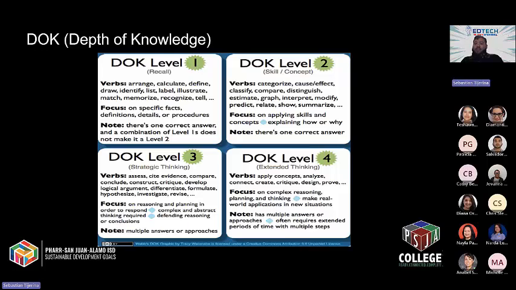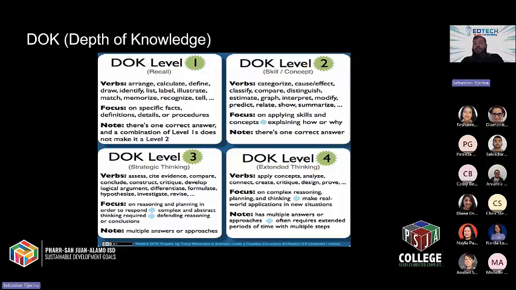Right? So as you can see, these are more application of the concept. So you're going to distinguish the difference between these two models, or you're going to graph this equation based off of X, Y, and Z, whatever they give you. The focus is going to be applying skills and concepts and explaining how or why. So it's not just identifying, oh, yes, the answer is this. No, identify and explain. There is only one correct answer at DOK level 2. So again, one thing that we're seeing here, DOK level 1 and DOK level 2, is that there's only one correct answer.